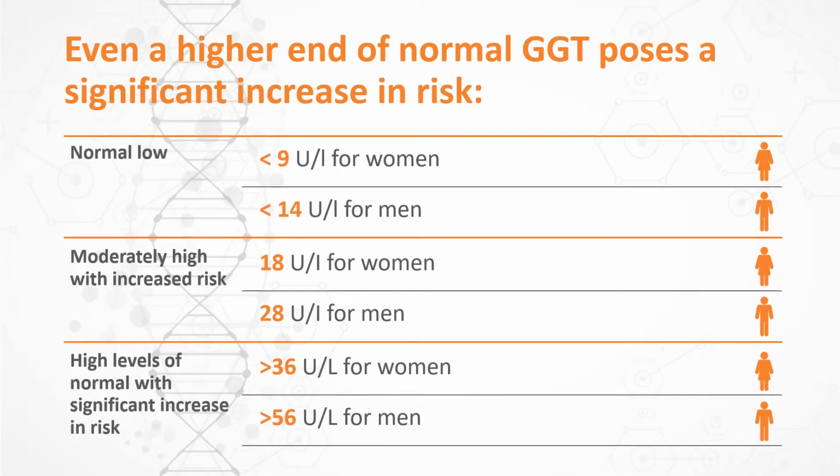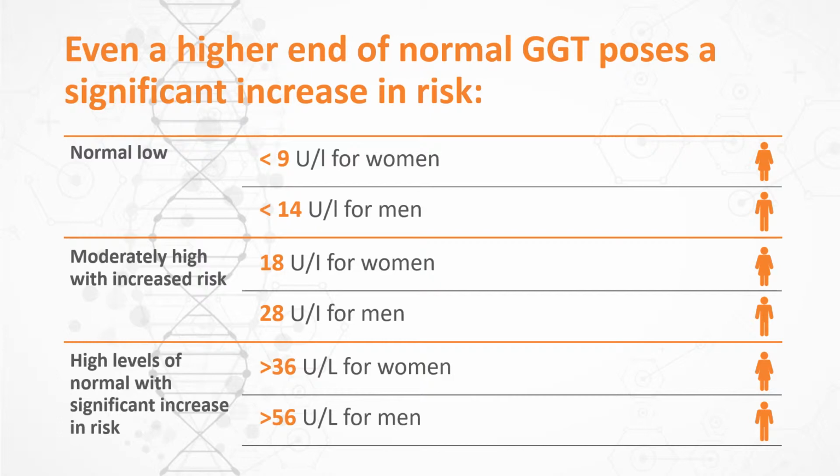So what's a normal GGT then? A normal low is for women less than 9 and for men 14. And keep in mind that the laboratory testing typically is 36 and 56 as high. But by the time that you get to these high levels, you have significant potential for organ injury and death.